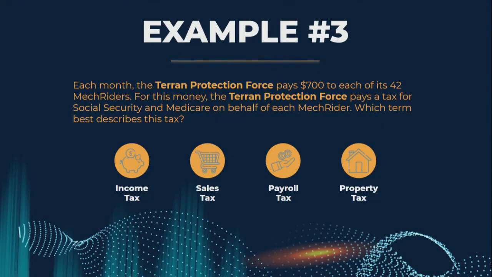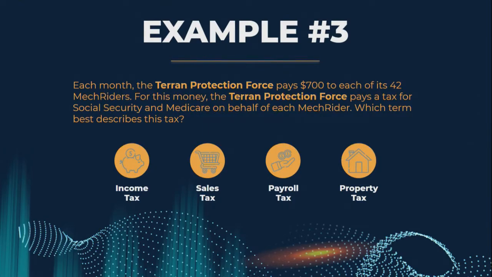Example 3. Let's see if the question is any different from those others. I don't think it is. Which term best describes this tax? All right. Each month, the Terran Protection Force pays $700 to each of its 42 mech riders. For this money, the Terran Protection Force pays a tax for Social Security and Medicare on behalf of each mech rider.